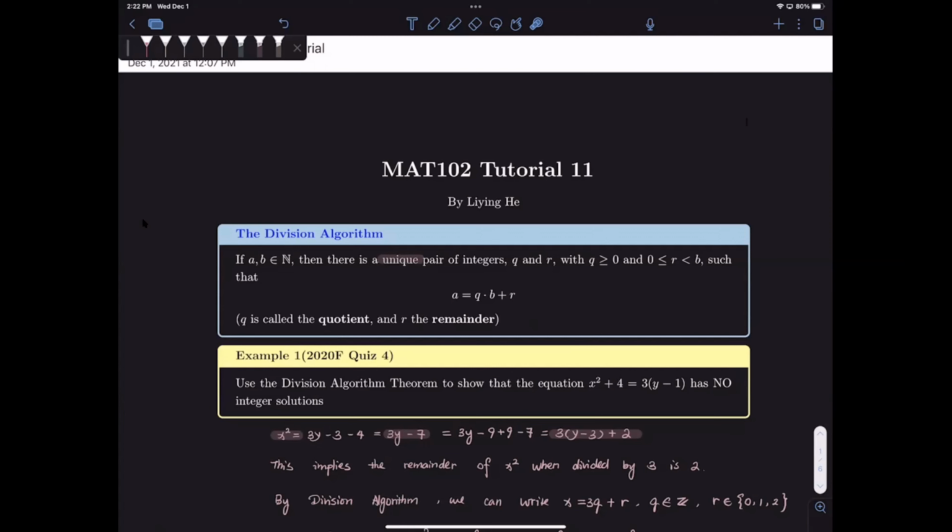The video will be uploaded after this because I've been teaching for the whole morning. I didn't have time to upload the video, but it will be uploaded after we're done with this.